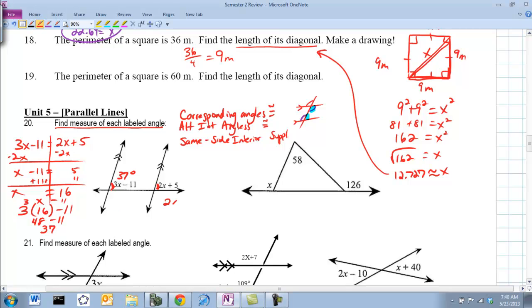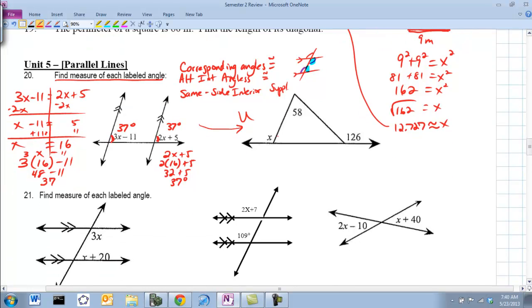Now the last thing I'm going to do is check 2x plus 5 and do the same thing, and make sure that it also gives me 37 degrees, and it does, which is good. If it gave me something else, I would know I had made a mistake. Alright, the second part of number 20 will be for you to do. You figure out what those missing angles are, and you are trying to target angle X.